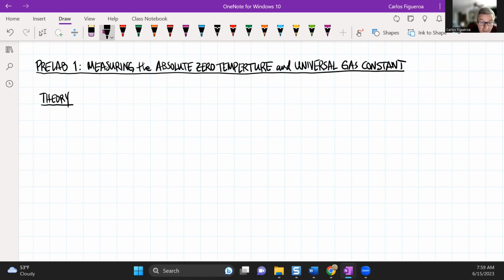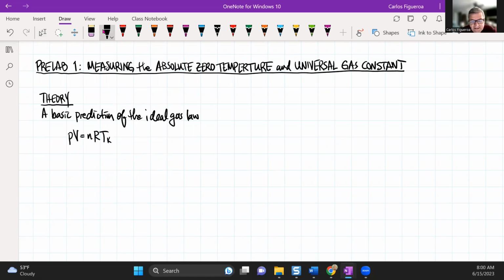A basic prediction of the ideal gas law goes something like this. This is only true if we write this in Kelvin. But if we convert this into Celsius, then it's going to be NR times the temperature in degrees Celsius plus 273.